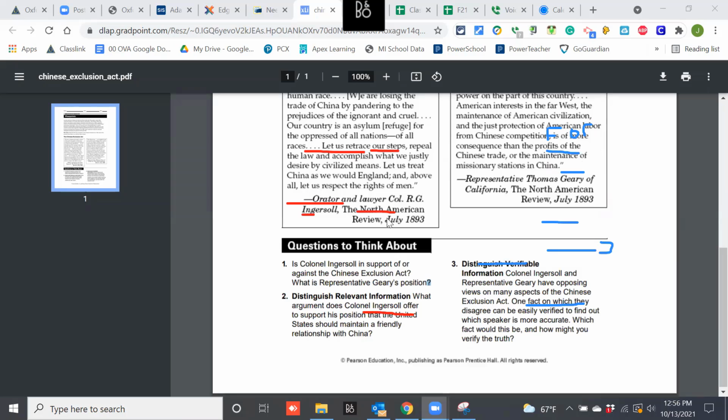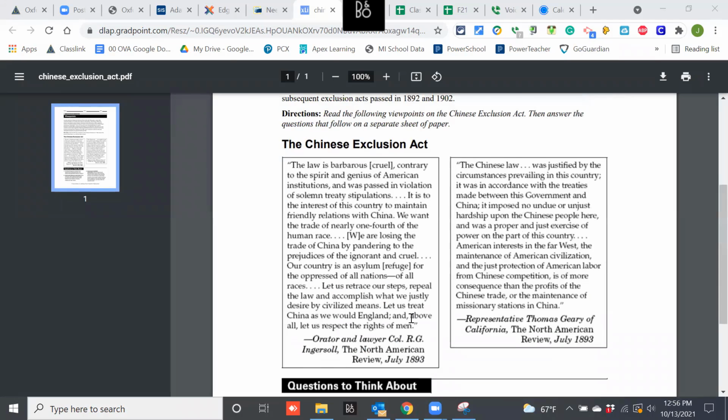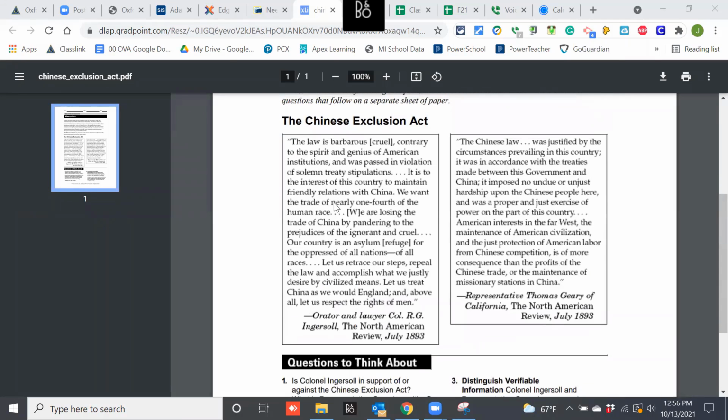So question 2. What argument does Colonel Ingersoll offer to support his position that the United States should maintain a friendly relation with China? So in the text, he identifies that trade is very important. Okay, trade of a quarter of the human race. I would say that is very important.